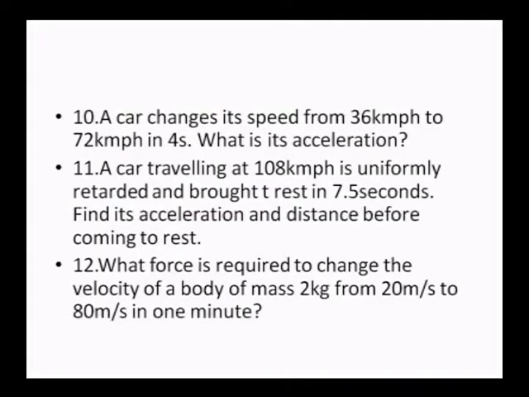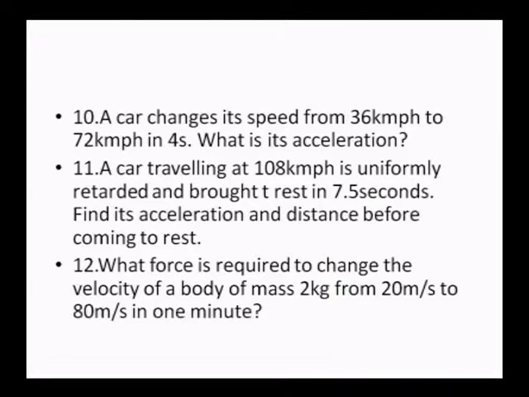So what is there? A car traveling at 108 km per hour is uniformly retarded. Retarded means its velocity goes on decreasing. So decrease of the velocity gives the acceleration, because decreasing means it is a negative acceleration, therefore it is retardation, and brought to rest in 7.5 seconds. So it will be at rest after 7.5 seconds. Find its acceleration and distance before coming to rest.